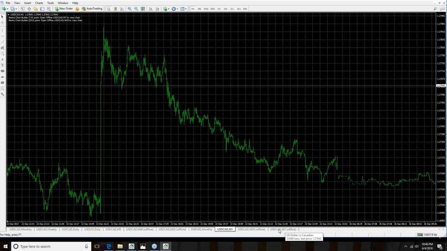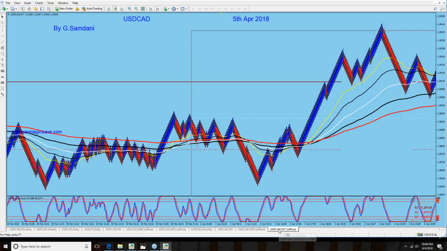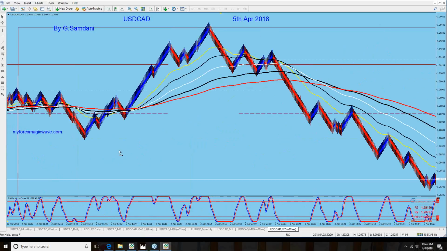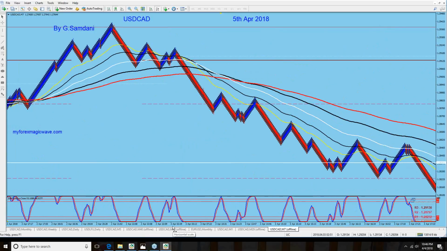So now 7-minute USD CAD, we are looking at April 3rd, 3:10. April 3rd, is that there somewhere? Right here. Here we go. This is 3:11. April 3rd, 3:37 is right here.